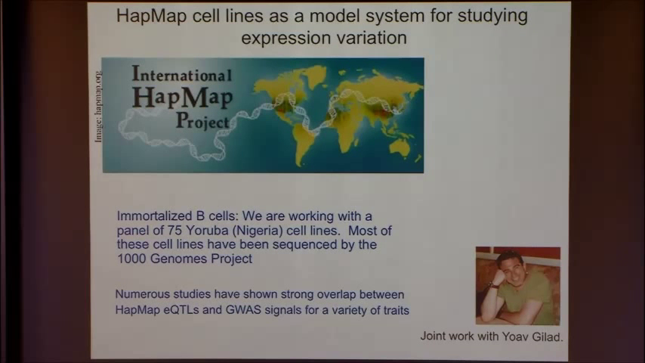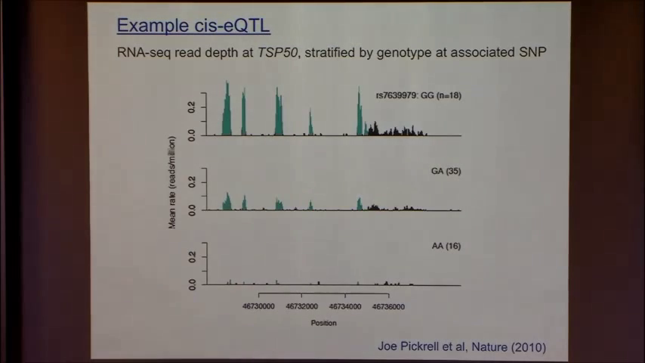And so we've taken this approach where we take these cell lines that have been very thoroughly characterized by the 1,000 Genomes project. We've got essentially a complete catalog of genetic variation in all of these cell lines. There's also a lot of functional information from one of these cell lines that's been collected by the ENCODE project. And so we've been using this as a kind of model system for understanding these links between genetic variation and regulation. Let me just give you an example of what one of these cis-eQTLs looks like.